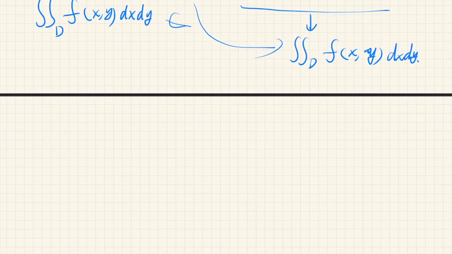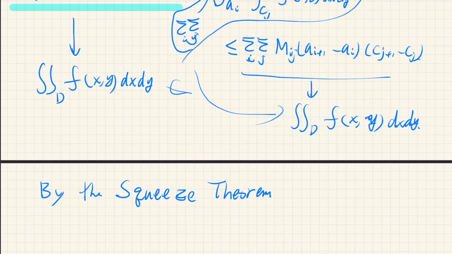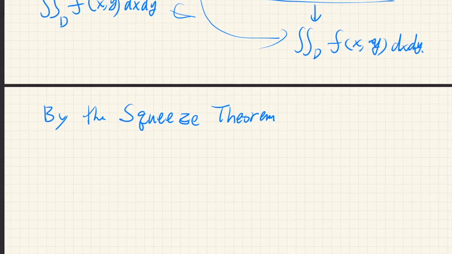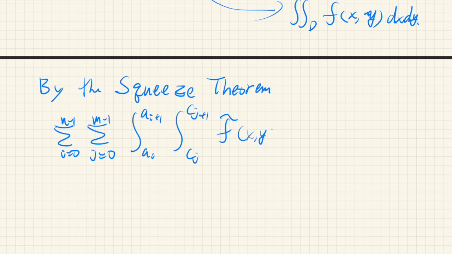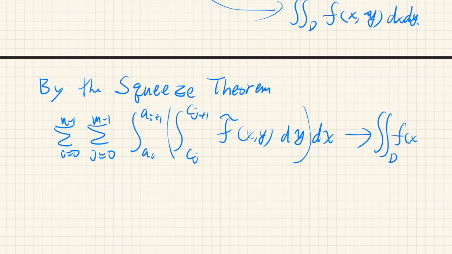So let's write it down. By the squeeze theorem, this summation here, over i from 0 to n minus 1 and j from 0 to m minus 1, of the integral of f tilde dy dx, converges to the double integral of f tilde dx dy.